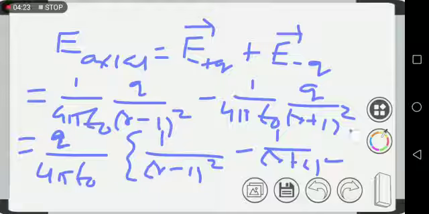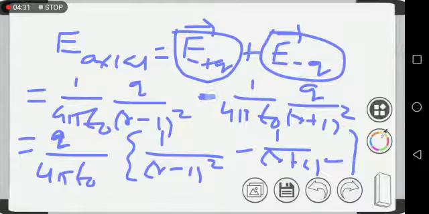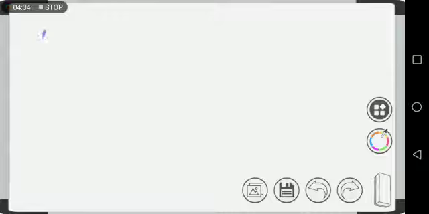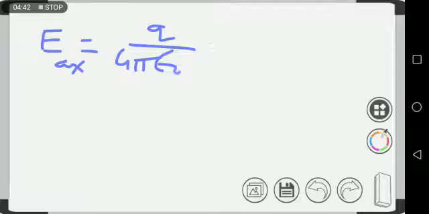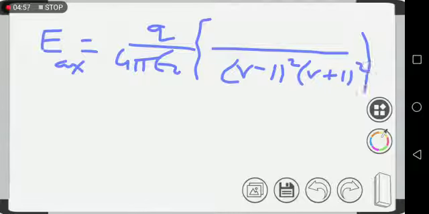This can be solved because E plus q and E minus q are in opposite directions, so we have taken a minus sign here. Okay, solving this we'll get E axial is equal to q upon 4 pi epsilon naught. Inside, we are taking common r minus L square into r plus L square. What is remaining here is r plus L whole square minus r minus L whole square.